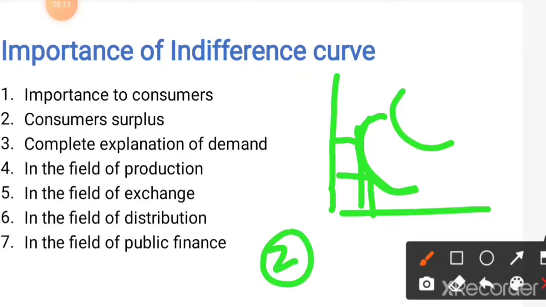Next one is in the field of exchange, in the field of distribution, and in the field of public finance, that is, for the government it will help. Fine. So these are the importance of indifference curve.